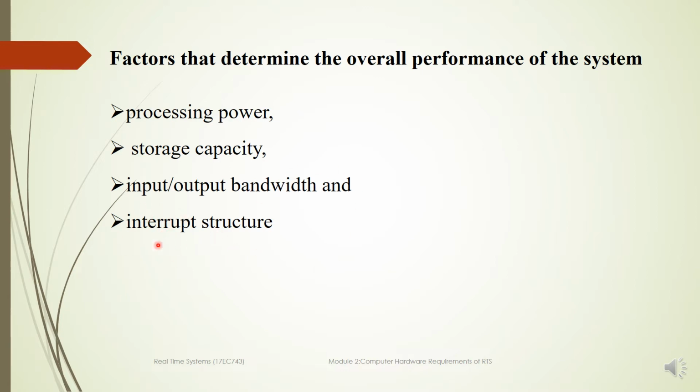Next, we have to look into what is the interrupt structure. An interrupt is a signal that is emitted by hardware or software when a process or an event needs immediate attention. We know this. Basically, it alerts the processor to a high priority processing task, and it halts the currently working task and always executes the highest priority task. We'll see interrupts in detail in the coming videos. So these are the various factors that determine the overall performance of the system.